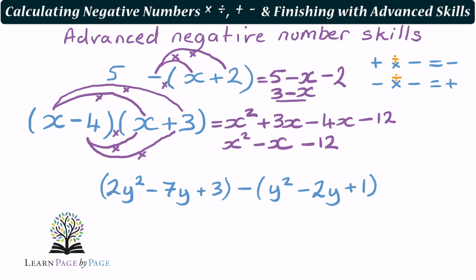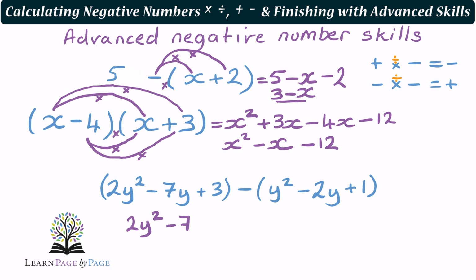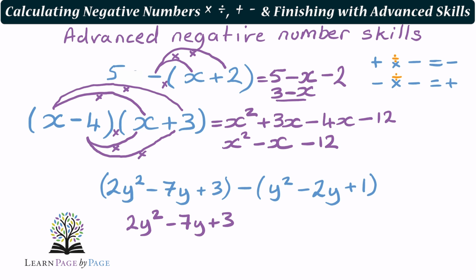Now the first bracket, that can go. We don't have to change anything there. 2y squared minus 7y plus 3. Second bracket, that's a little trickier because this negative here, there is an invisible multiplication sign there. So we have to multiply everything in that bracket by that negative sign before we can move the bracket. This is the point that most people get wrong. So here, there's the invisible multiplication sign. A negative sign is next to a bracket.